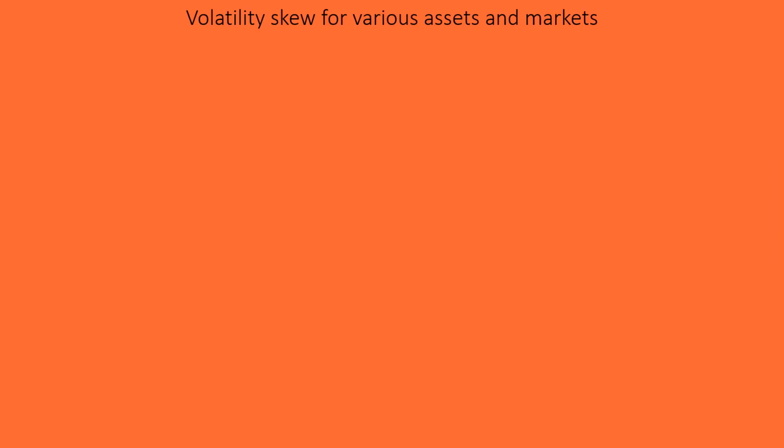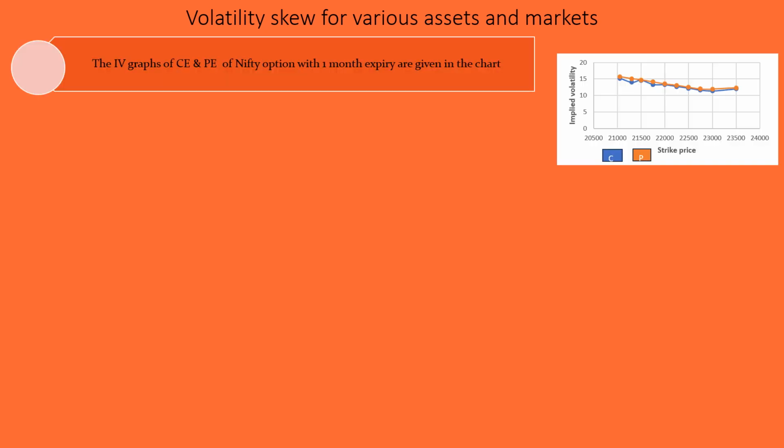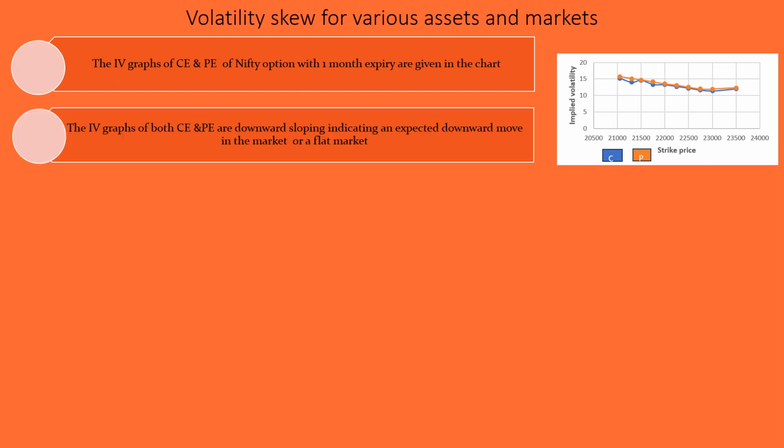Now let's cover how volatility skew shapes up for various assets and markets. The implied volatility graphs of call and put options of Nifty options with 1 month expiry are given in the chart. The implied volatility graphs of both call and put options are downward sloping, indicating an expected downward move in the market or a flat market.